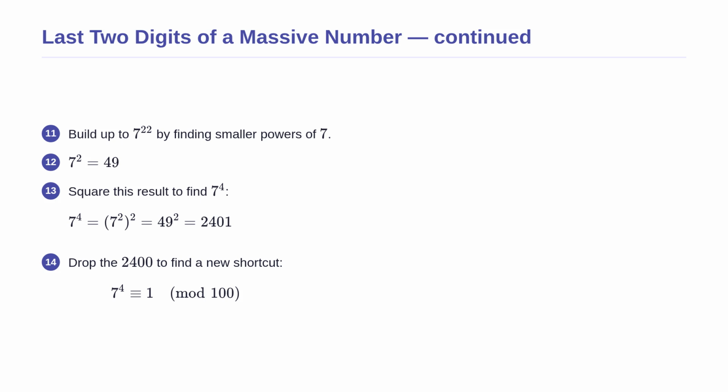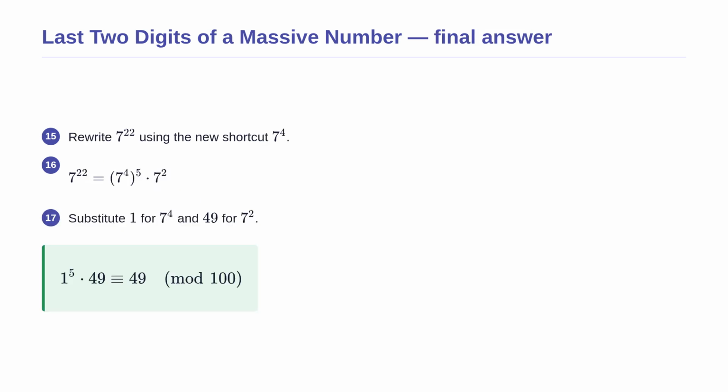Because we only care about the last 2 digits, we can drop the 2400 and just keep the 1. This is an incredibly lucky break. We have discovered a much smaller accidental reset point. 7 to the 4th power is congruent to 1 modulo 100. With this new shortcut, we can finish the problem instantly.